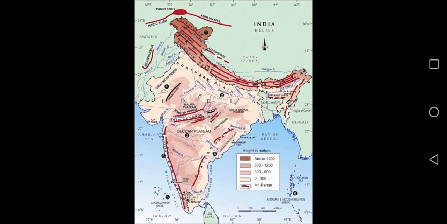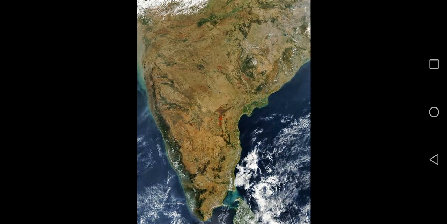See the location of different ranges. From the west, if you see Aravali, then Vindhya and Satpura at the mid part, in Madhya Pradesh. Western Ghat is very near to the western coast, Eastern Ghat is near to the eastern coast, but a little bit away from the coast. Mahadev range is also famous. So the Deccan Plateau is very much famous for different types of ranges.